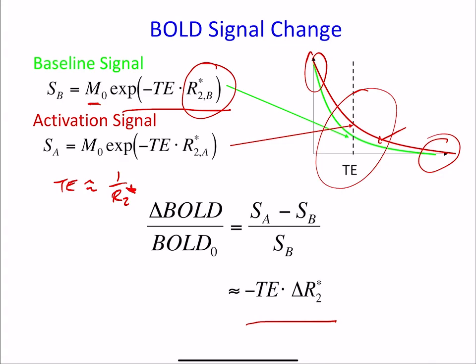The delta R2 star is just the change in relaxation rate between those two states. As you make the echo time bigger, that delta gets bigger. But you don't want to go too far out because otherwise all your signals decayed away. So there is some trade-off. In general, you push the echo time out far enough that you get good contrast, but not so far that everything has died away, because then the percentage change is very big, but it's because you're dividing by zero, in the limit.